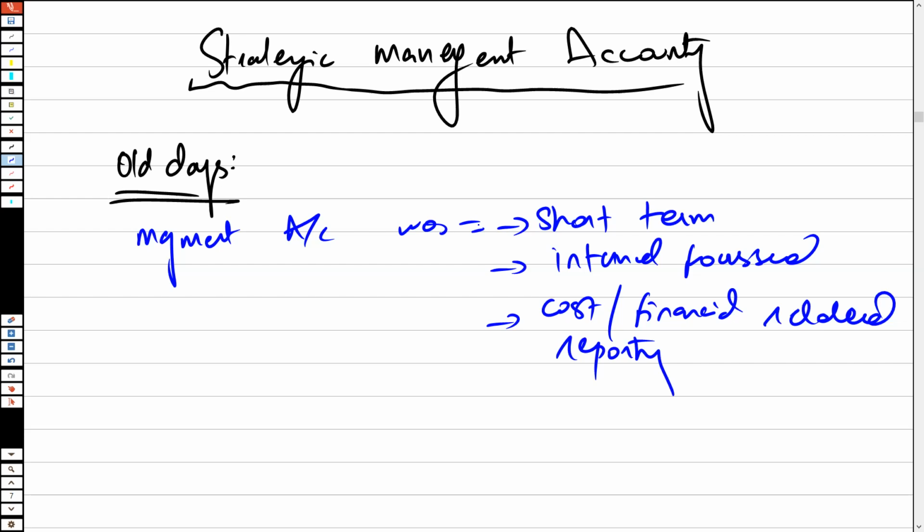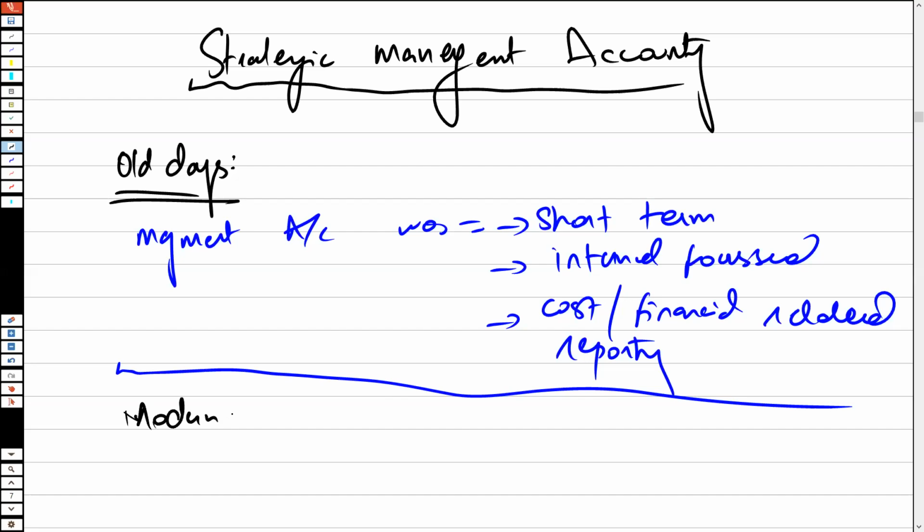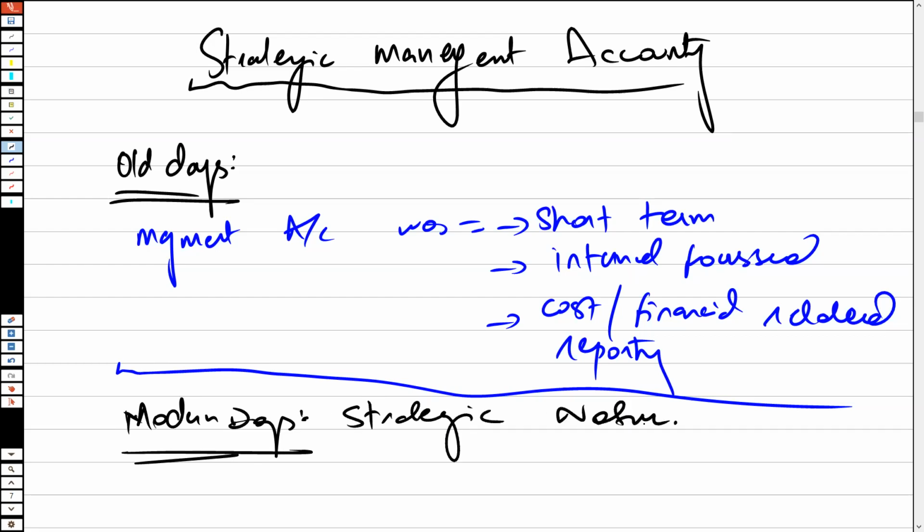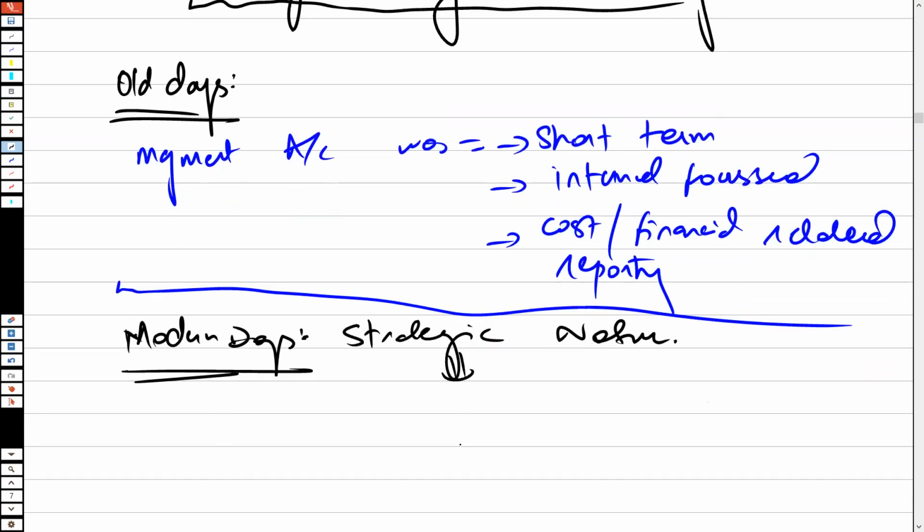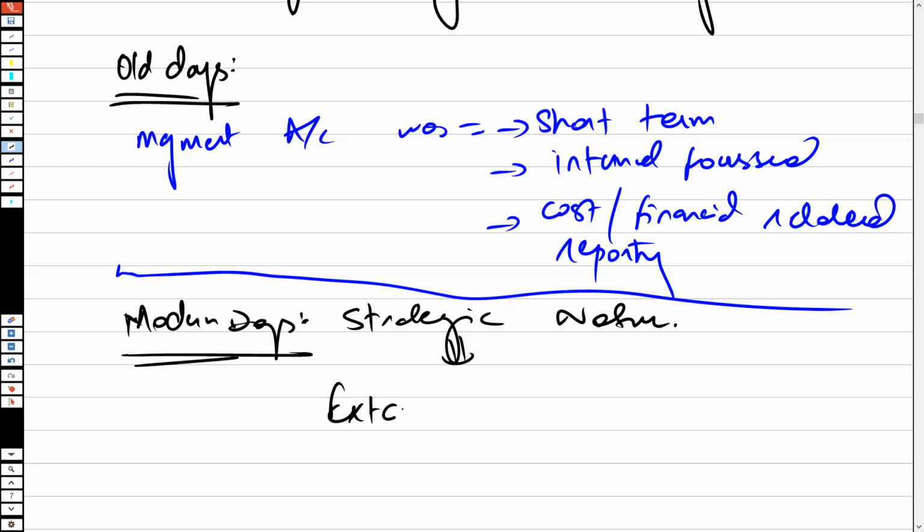Now, over a period of time, the role of the management accountant changed. In the modern days, the role of the management accountant became more of a strategic nature role. I repeat, it became more of a strategic nature role. What exactly do you mean by that? Over a period of time, the role of the management accountant became more external focused. It was more towards giving information relevant for decision making in the long term.